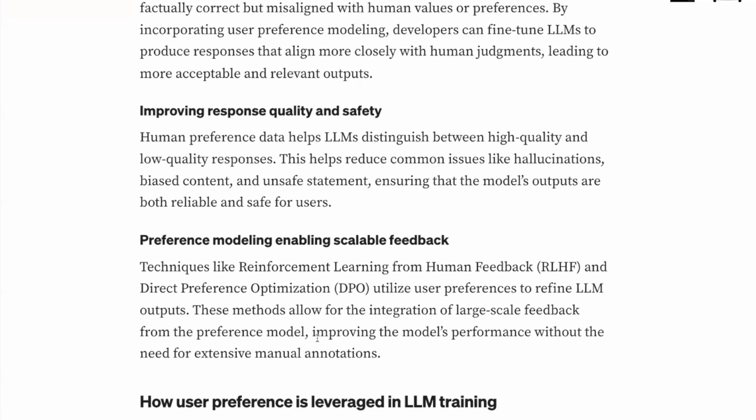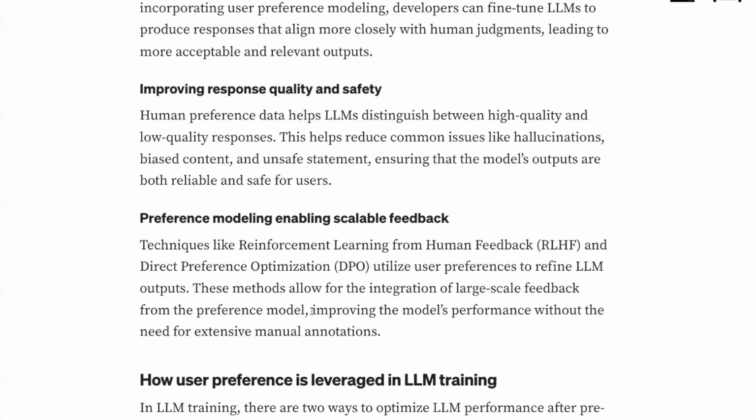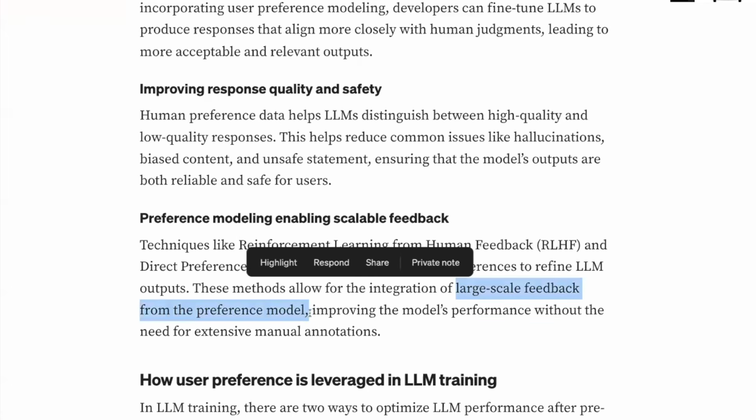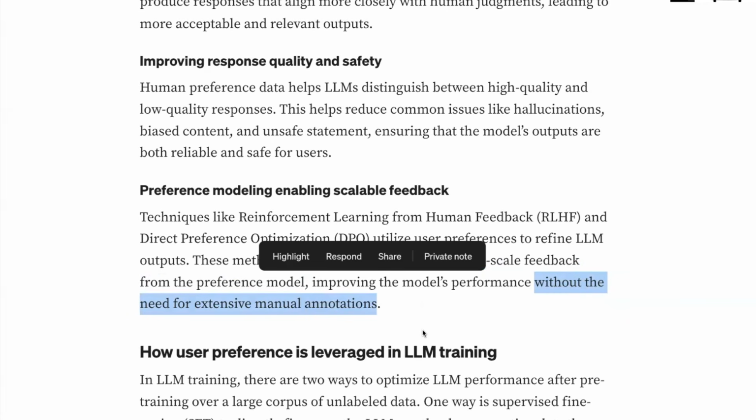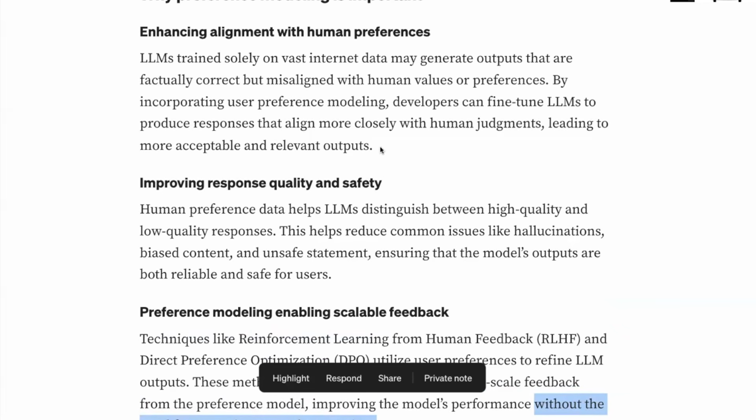But can we train a model to directly model the user preference labels so that we can do large-scale feedback from the preference model? It's kind of like automating the human labels for the preference, right? So that we can have a preference model to provide feedback to the LLM to improve the model's alignment with human preference, and also replace the need for extensive manual annotations. So that's why we need human preference and why we need preference modeling.